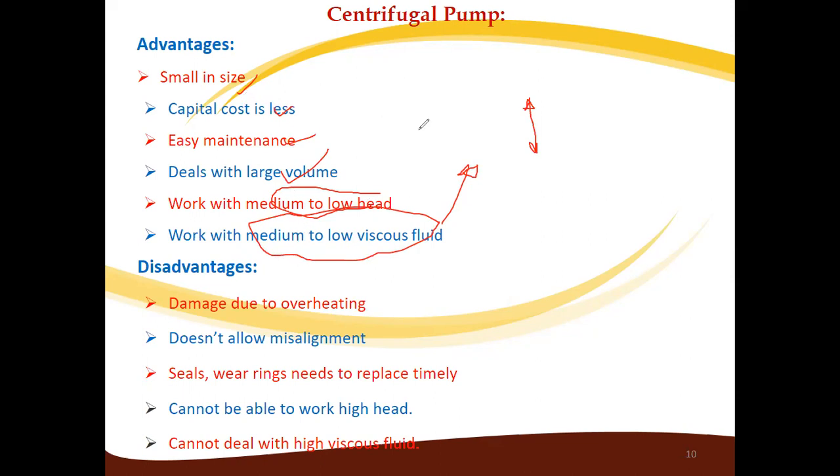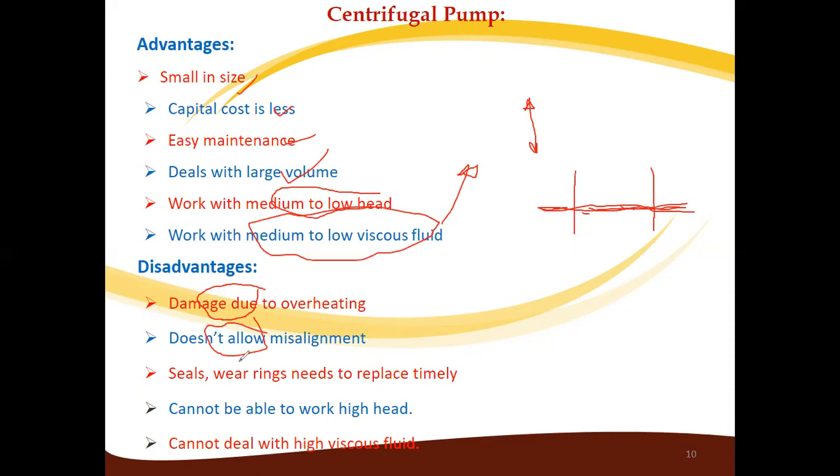Now, the disadvantages: there may be damage because of overheating. Then it does not allow misalignment, that is, the electric motor shaft and the pump shaft should be aligned to an axis. So there should be no misalignment between the electric motor shaft and the centrifugal pump shaft.